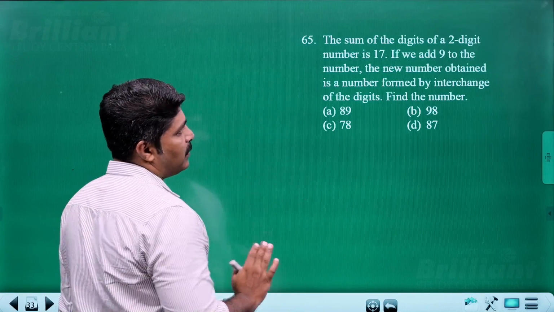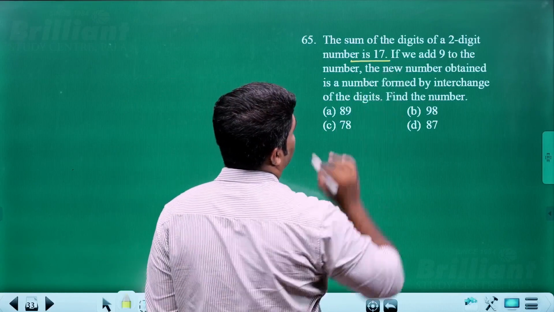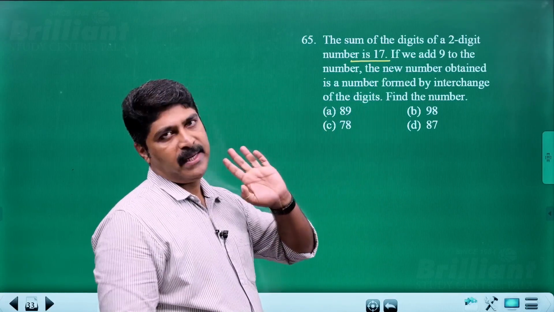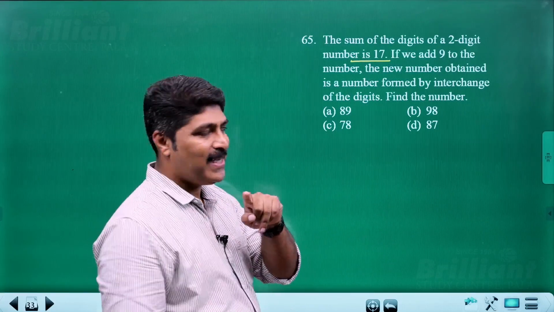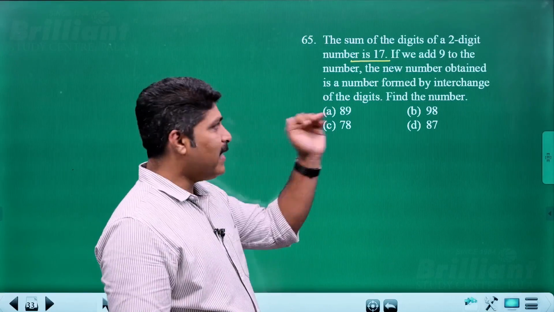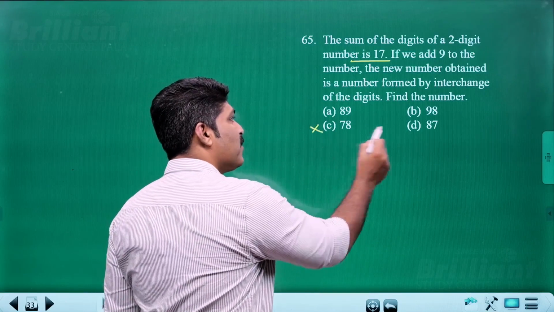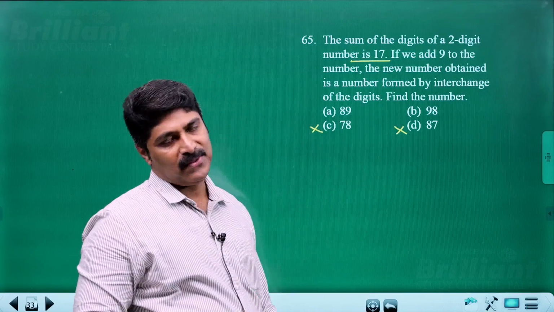First, what you have to consider is the sum of the digits. You look at the options. Here the sum of the digits, 8 plus 9, is equal to 17, right? So there is a chance. 9 plus 8, again 17, but 7 plus 8 is 15, therefore it's not the answer. These are not the answers.